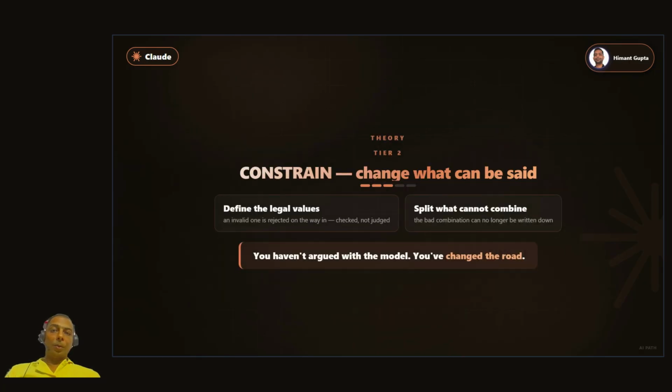Now we can move to constraint to correlate it. This is where you change the shape of what's possible to express. Instead of asking for a valid value, for example, you define the set of legal values, so an invalid one gets rejected on the way. Instead of asking the model not to combine two settings that don't go together, you build the thing so that the combination cannot be written down. So you split what cannot combine. These are the two pillars that you see on the screen as well. This follows the constraint idea that we discussed, the speed bump.